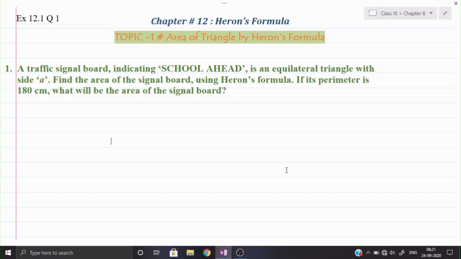So to simplify this problem, Heron has given us a very simple technique. If you know the value of all three sides of a triangle, you know that in a triangle there are three sides, so if you know the value of all three sides for any kind of triangle, you can easily find out the area with the help of Heron's formula. Okay, so let us see how we can apply it. The formula I will give you in the question itself, and we can solve the question as well.